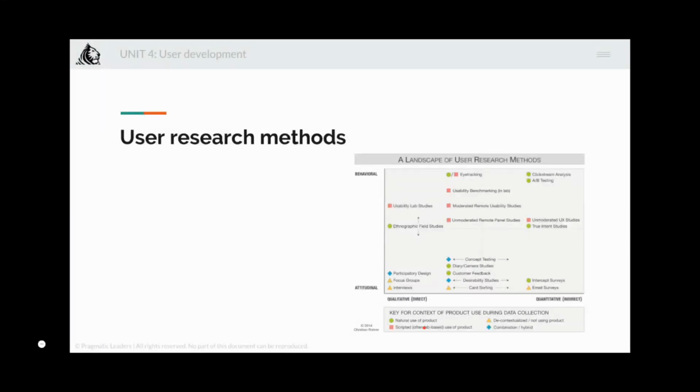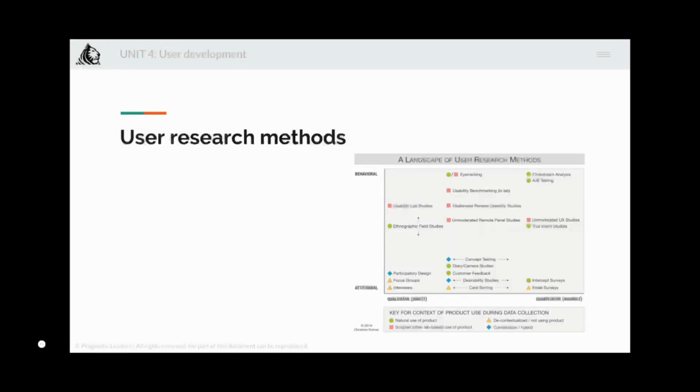Okay. While the triangle yellow is decontextualized, that is not using the product. So you can imagine in an interview, the person is not using the product at that moment. You're just asking questions around the product or around the problem that the product is solving. Correct. There's another version, and finally a combination or hybrid of these few things. I'll explain some of them very soon. Correct.